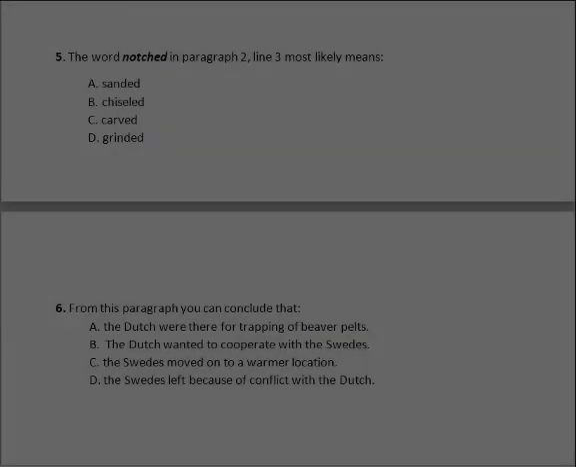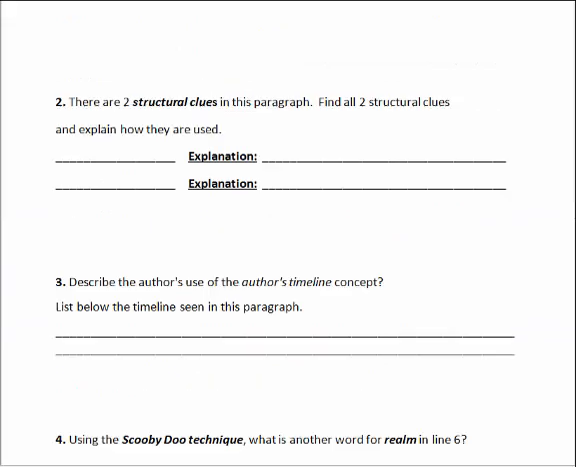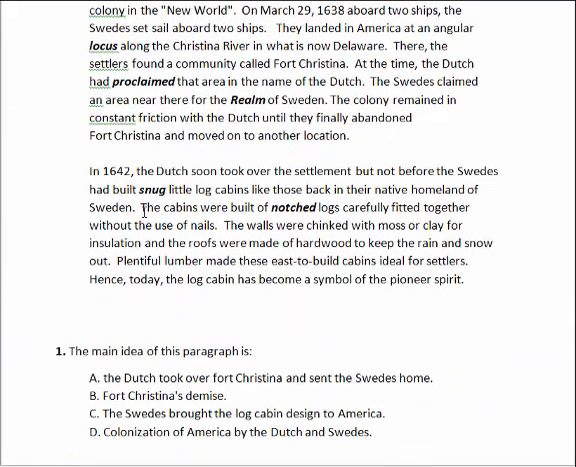It's number 5. Number 5, the word notched in paragraph 2, line 3 most likely means. We are going to use the vacuum cleaner on this one, kids. We're going to take our answer choices and plug them in for the word notched right here in paragraph 2, line 3. Here's the answers. A, sanded, B, chiseled, C, carved, and D is grinded. Let's go ahead and go back up and see where it says notched. Here is the sentence in question. The cabins were built of notched logs, carefully fitted together without the use of nails.